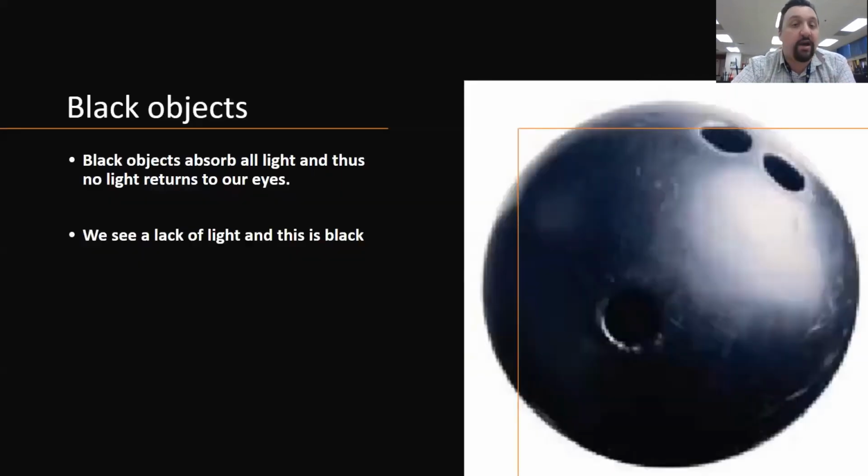Black objects absorb all the light. When you're seeing black, you are seeing an object that absorbs all the light. By the way, the richest, deepest black you can see is in the mirror. The pupil absorbs all the light going into the eye. Therefore, the black part of the eye, the pupil, absorbs all of the light. That's why it's so dark.